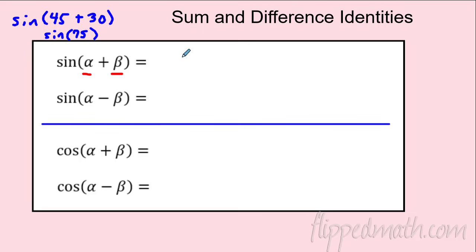So what is the formula? If I have these two angles I want to add together, here's how the formula goes. Write this in. We're going to take the sine of the first angle, times the cosine of the second. And then we're going to add the sine of the second angle, beta, times the cosine of the first angle. This magic formula is going to allow us to add them together.